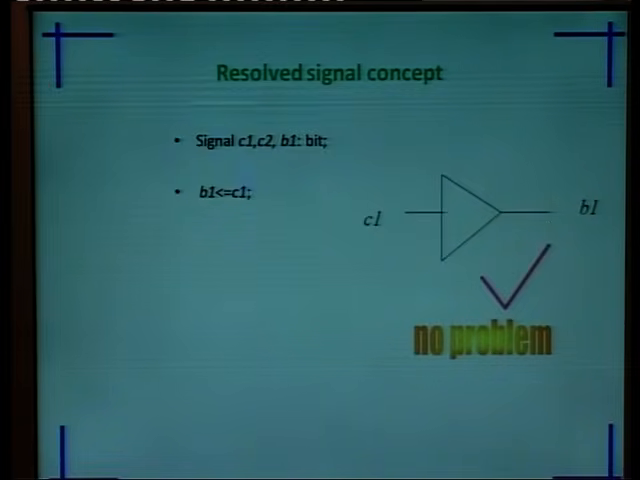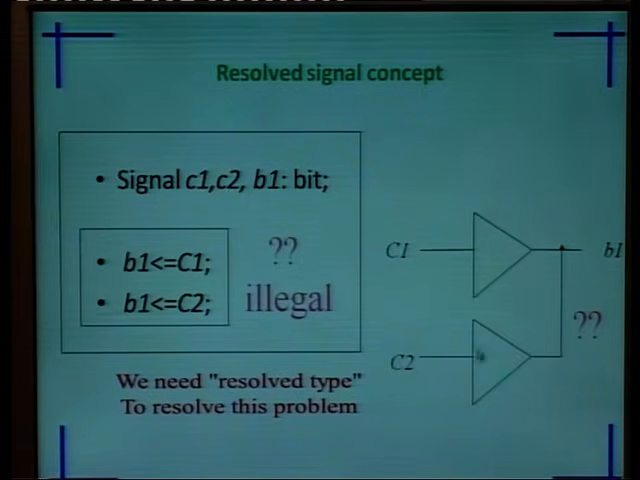Next is the resolved signal concept. In our hardware, if we have a module with a single input and a single output, then there is no problem. We can directly transfer the signal from C1 to B1, but the problem arises once we have multiple inputs to the module. Here we have two inputs, C1 and C2, and only one output, B1. If we transfer C1 and C2 to B1, then this is an illegal type of operation. This type of problem can be resolved with the help of a resolved type of function.